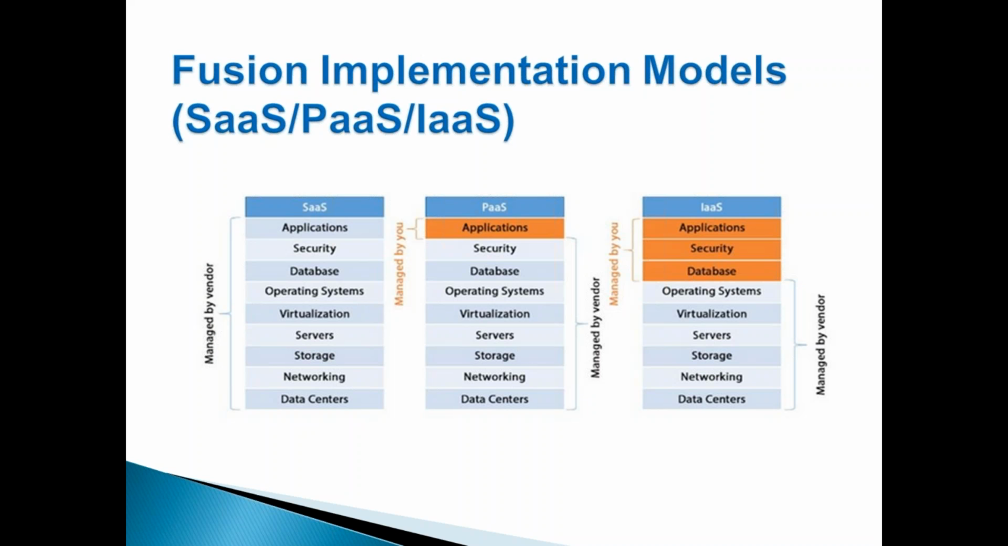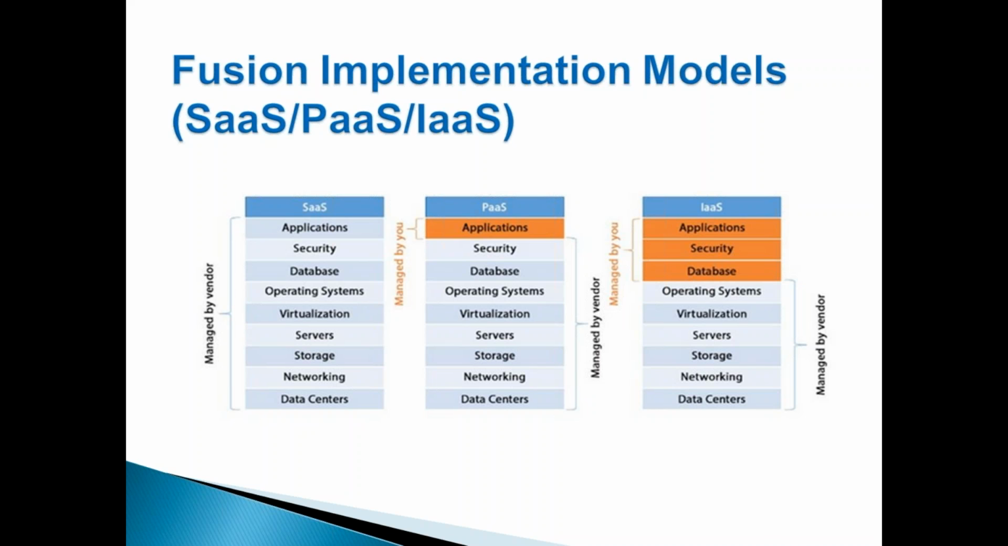Here you can see exactly what the difference is. Under the cloud model, you have three different models for your Fusion implementations, management or deployment options you can opt for. SaaS is software as a service, PaaS is platform as a service, and IaaS is infrastructure as a service.